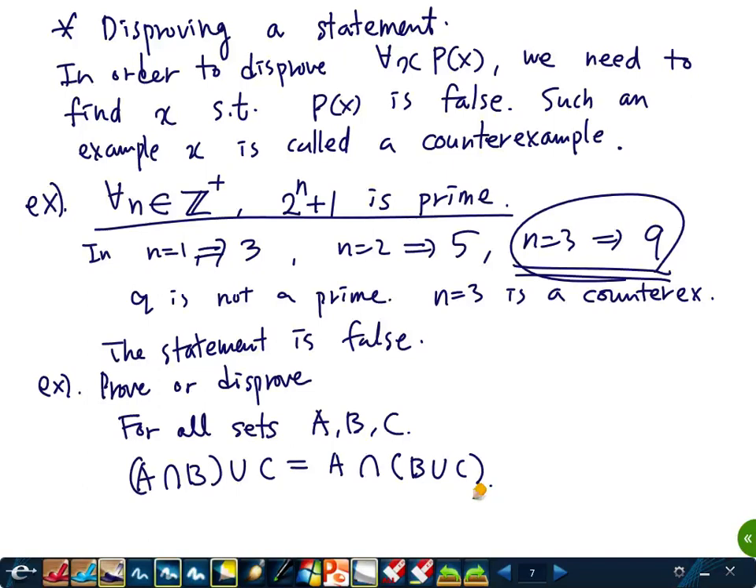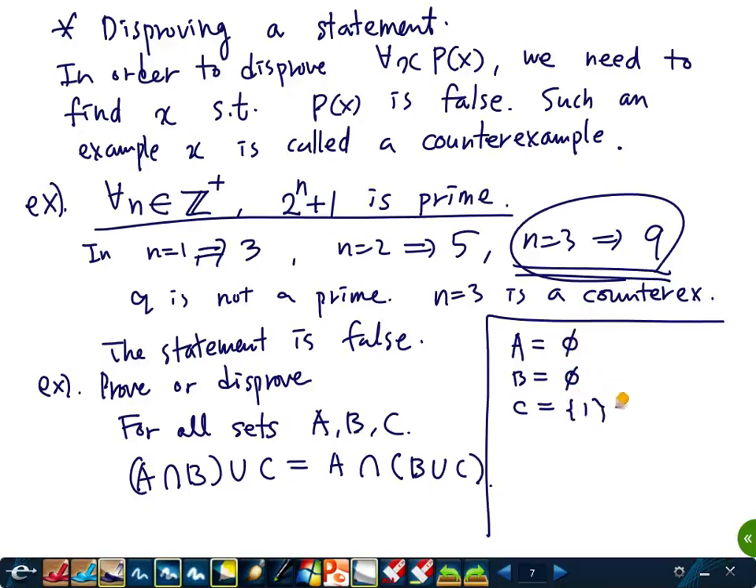False? True? False. Okay, if you think this is false, can you tell me a counterexample? A, B, C. If you think this is false, tell me what these are. There can be many different counterexamples, but try to find the simplest counterexample. Okay, I'm going to tell you. Let's say just this. You can have different counterexamples, that's fine, as long as it's really a counterexample.